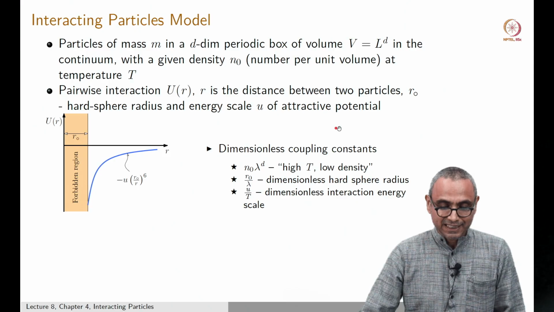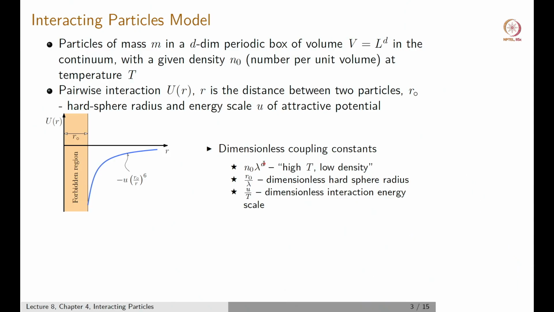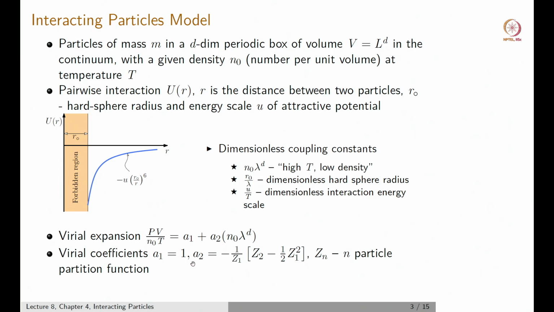The dimensionless coupling constants, as we uncovered in the last lecture, are n naught lambda to the d. So this is high T, low density, so that's a nice small parameter that we will have. Then r0 by lambda, the hard sphere radius by the thermal de Broglie wavelength, and then u divided by T, the interaction energy scale divided by temperature. And the virial expansion is what I have shown here, and we found that A1 is 1 and A2 is minus 1 by Z1, the single particle partition function, multiplied by Z2, the two particle partition function with interactions, minus 1/2 Z1 squared, and Zn is of course the n particle partition function.